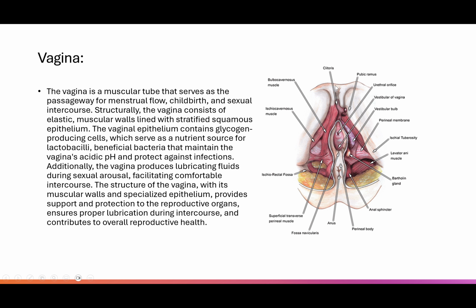Oh, we have the structure here. The bulbocavernosus. We don't have the labia majora and the labia minora on this diagram, but you guys can find them. The clitoris, the pubic ramus, the vestibular bulb, the vestibule of the vagina, the urethral orifice, stuff like that, are found on the outside.